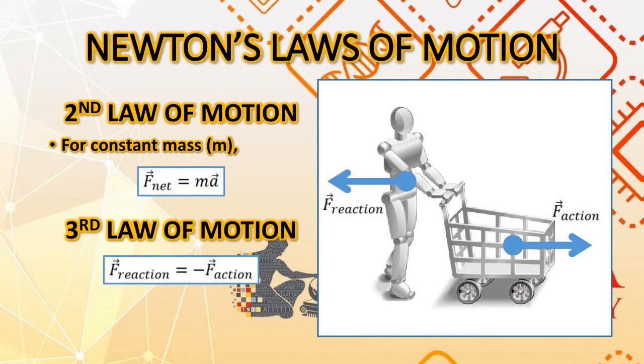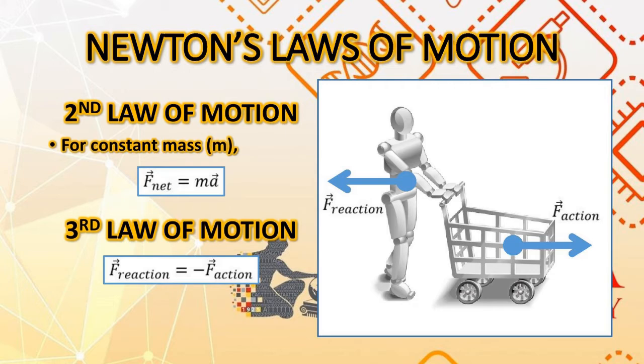For constant mass, that is to say, we consider the mass to be constant no matter what happens to the motion of the object. So for constant mass, the net force is equal to mass times acceleration. Hence the unit kilogram meter per second squared, hence the unit Newton. So again, second law of motion, for constant mass m, F net is equal to mass times acceleration.